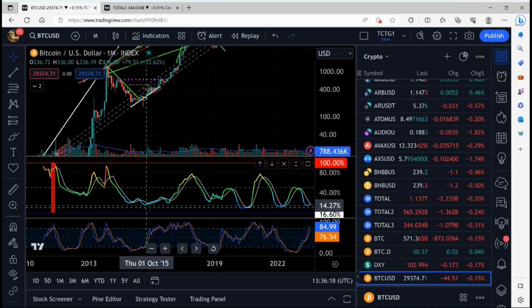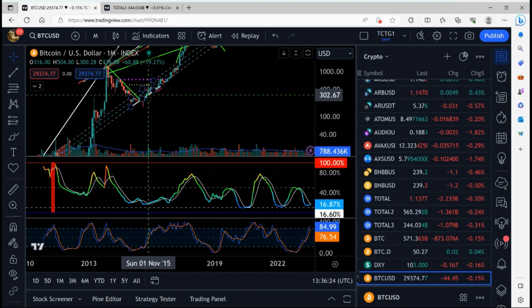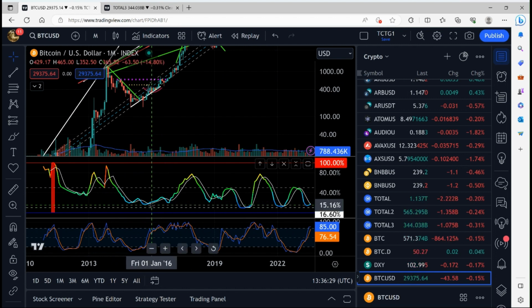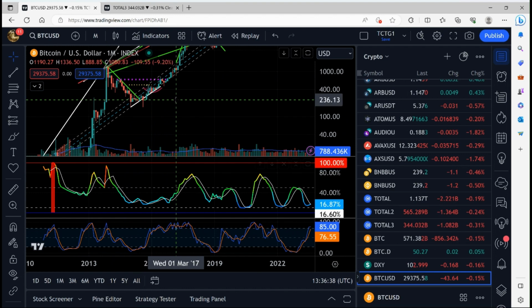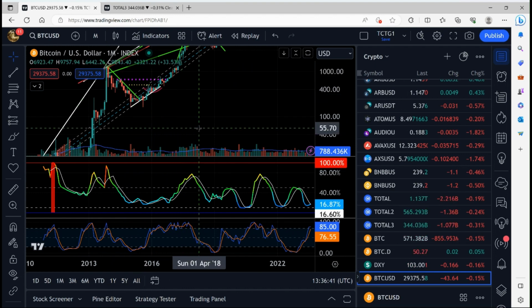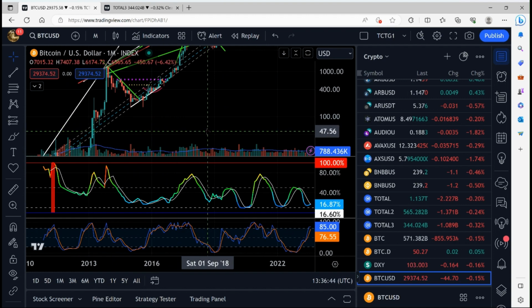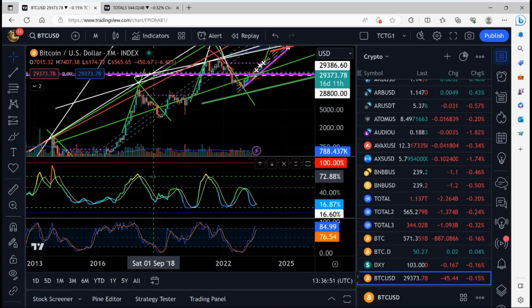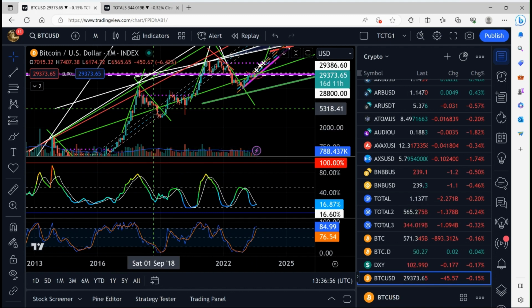So right here at this extremely low level marked the beginning of this bull market, the first part of the bull market. And then we continued sideways here. Then this expansion here marked the beginning of our parabolic run in 2016. Pull this down. You can see when we hit extreme low levels here was the final part of the bear market here.